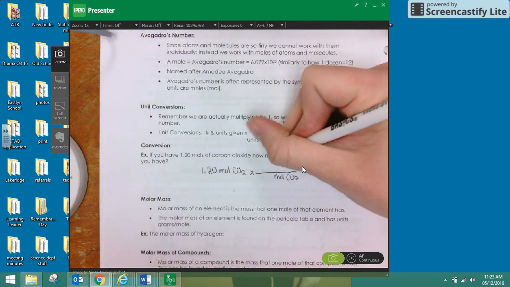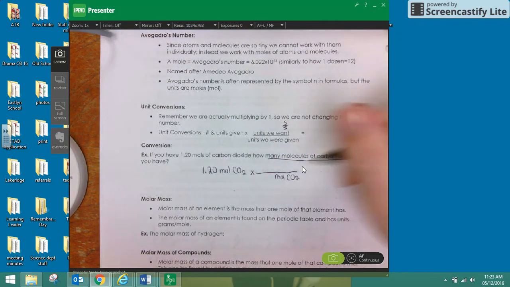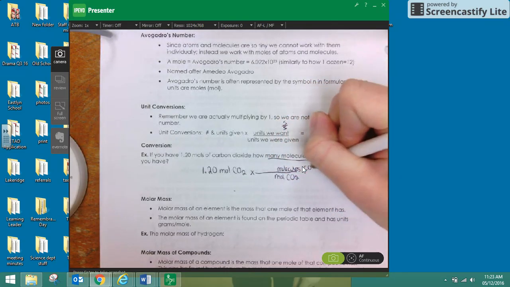And the units you want to end up with go on top. So you have to read the question and see what it's asking for. It wants to know how many molecules of CO2. So that's what we're going to put on top.